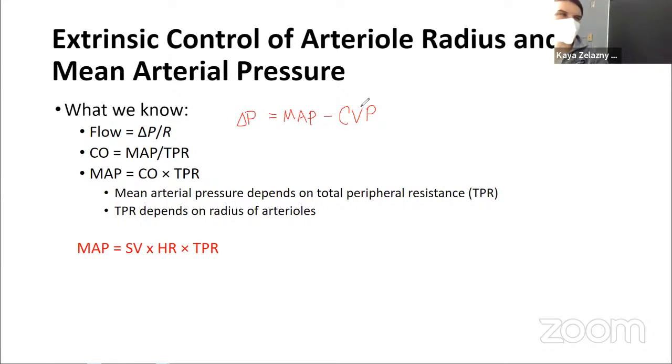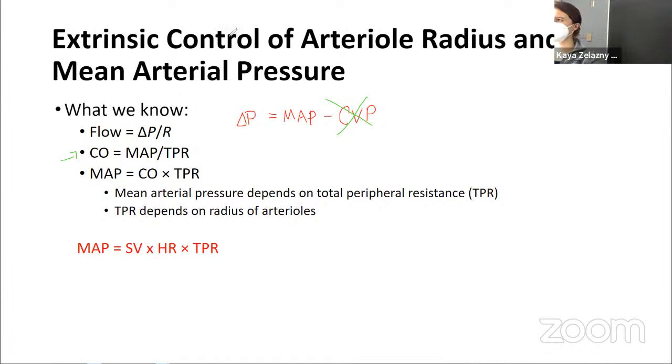But there's almost no central venous pressure. This is almost zero, which is how we get to the second equation. So cardiac output is just the blood flow from the heart. MAP is our blood pressure in the aorta. Total peripheral resistance is what we get when we add up the resistance in all our arterioles.